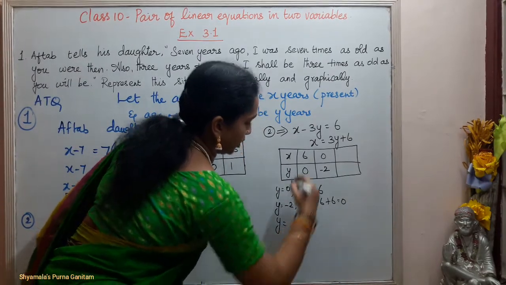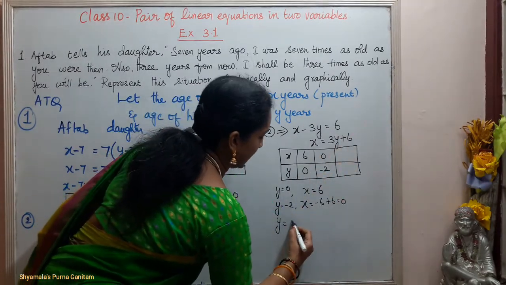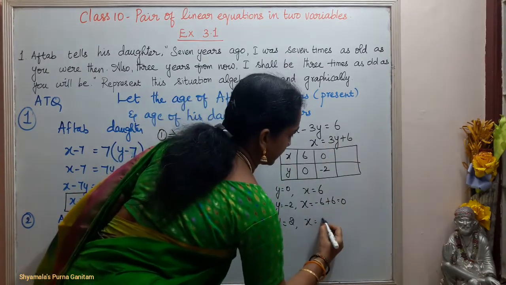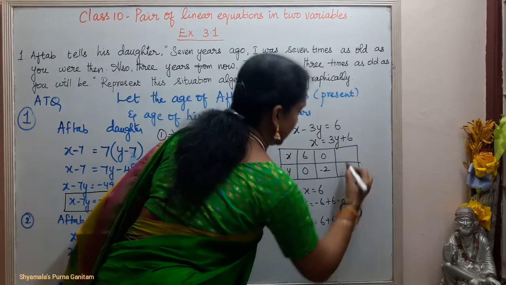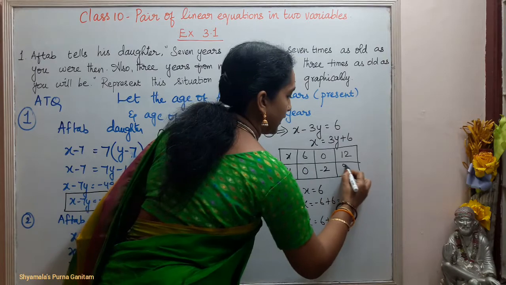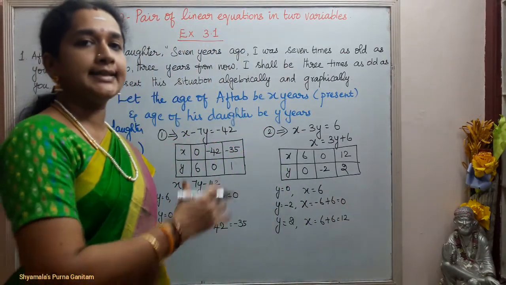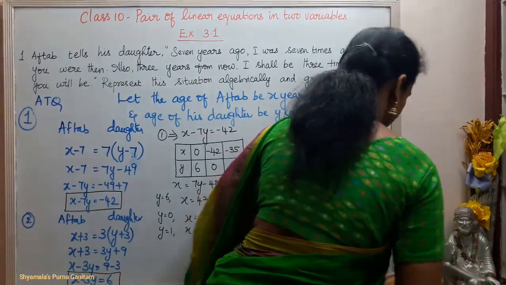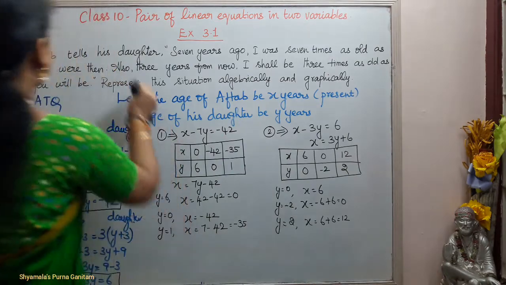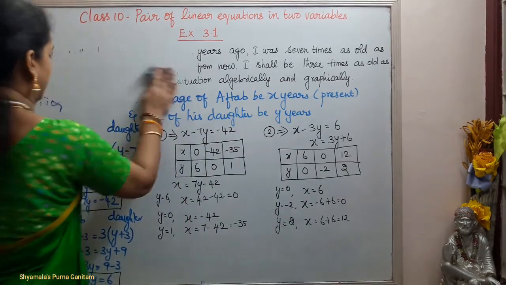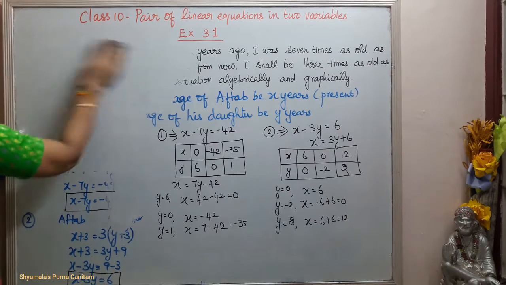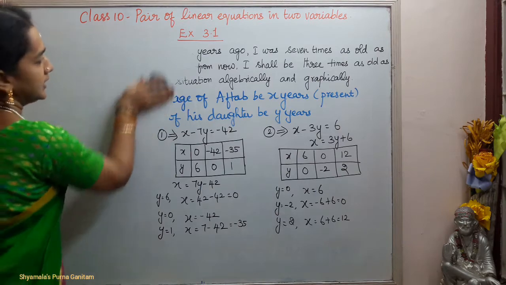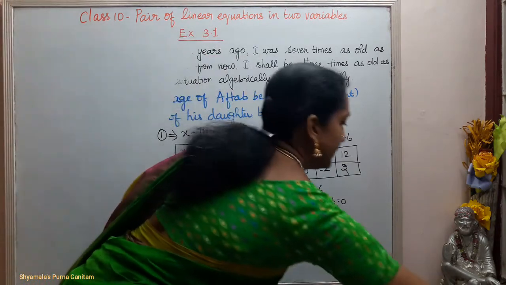Then any other number can be taken. If I am taking x value as 2, my y value will be 3 2s are 6. 6 plus 6, that is equal to 12. So x value is 12 and y value is 2. All these things need to be represented in the graph. So these points have to be represented in the graph. These things I will erase. Then I will draw a graph and represent these situations in the graph.